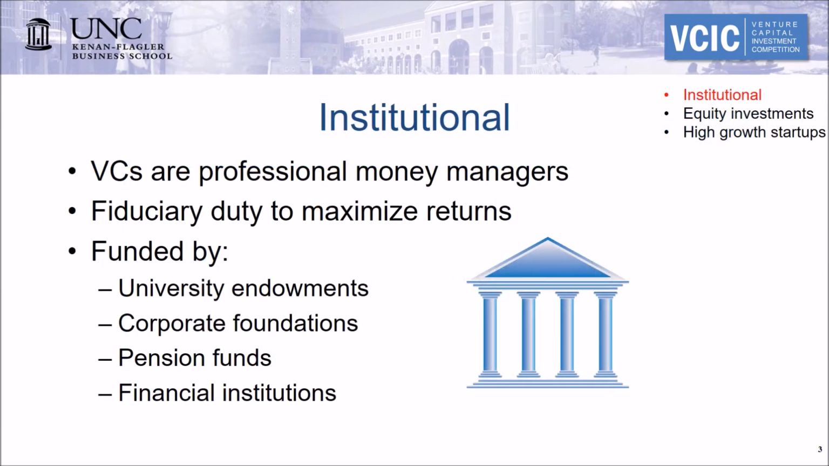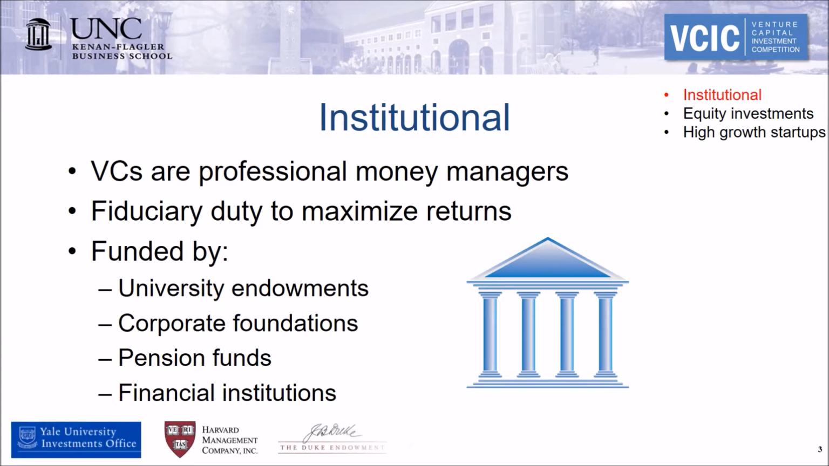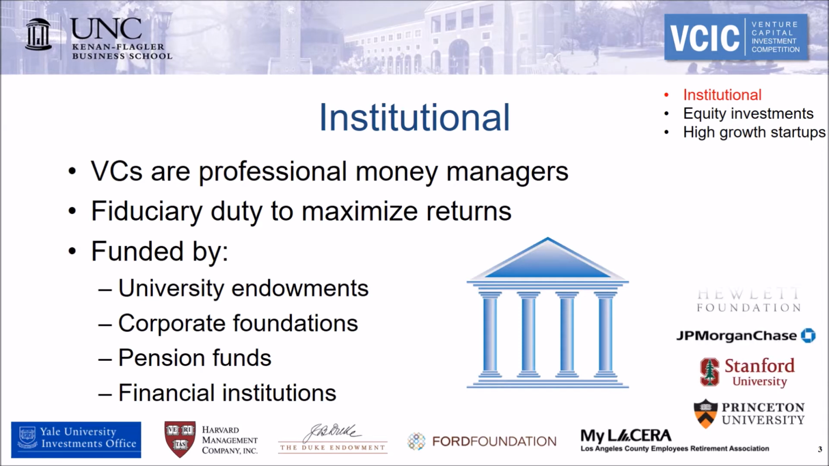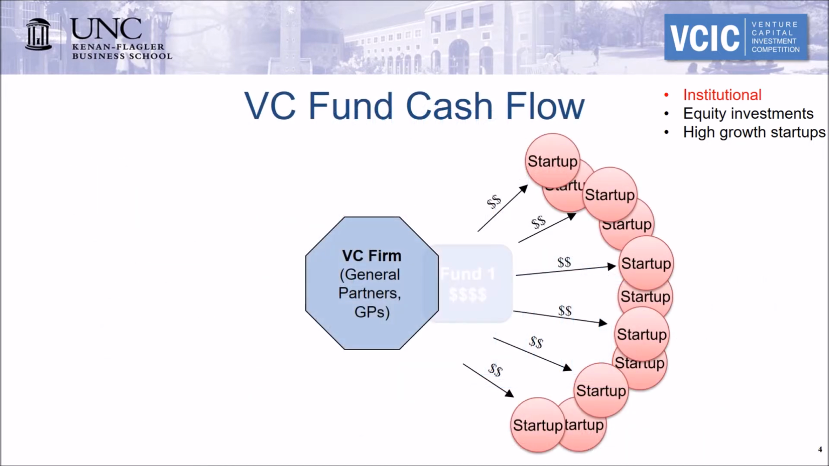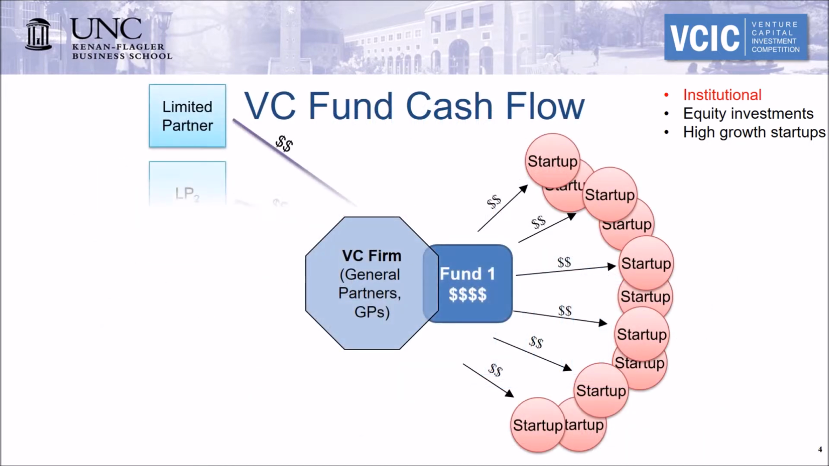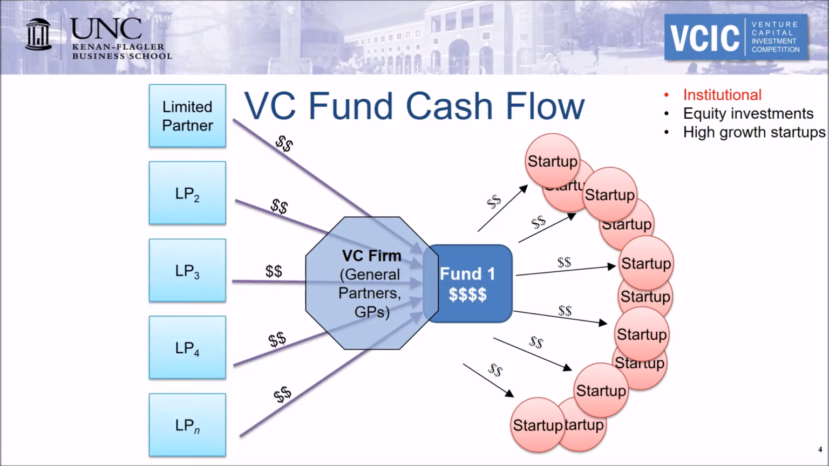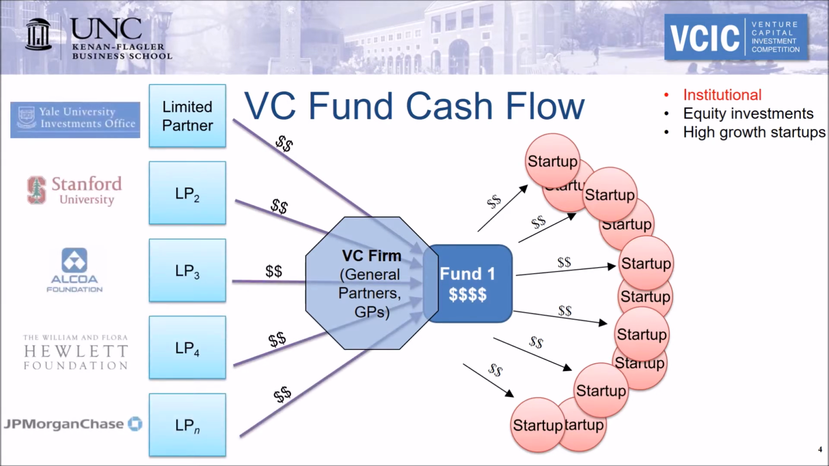By institutional, we mean that VCs get their capital from institutions. VCs are professional money managers who have a legal obligation to maximize returns to their limited partners. For VCs to be able to invest in startups, they have to raise a fund, and they get that funding largely from university endowments, corporate foundations, pension funds, and any other entity that would like exposure to this asset class as a part of its portfolio.